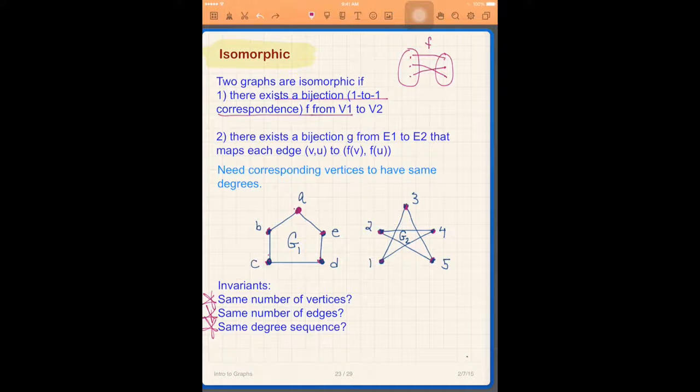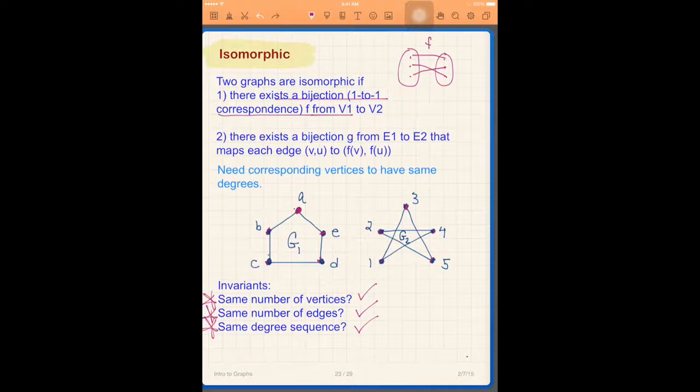Do they have the same number of vertices? Yes, I have 1, 2, 3, 4, 5. Do they have the same number of edges? 1, 2, 3, 4, 5 on this side and 5 on this side? Yes. Do they have the same degree sequence? If you look at A, B, C, D, and E, we have degree 2 for all of them. And in G2, I also have degree 2. So I'm going to get the same degree sequence anyway, since all these vertices have degree 2. But just check if they have the same degree for each of those vertices.